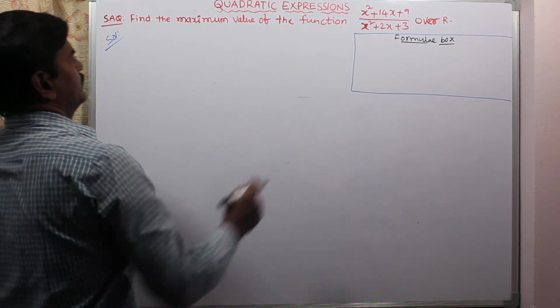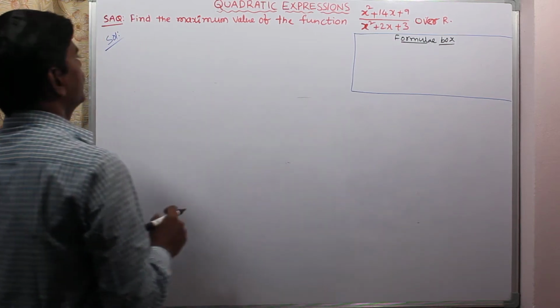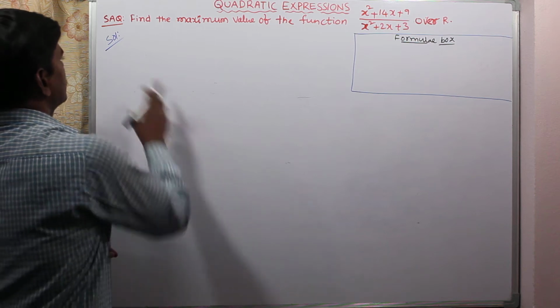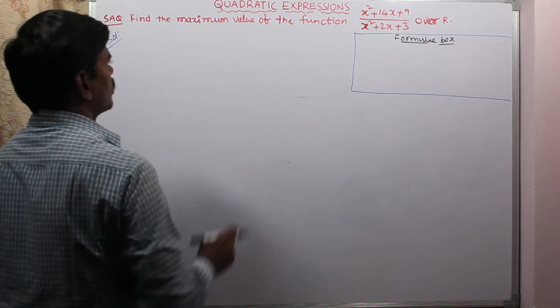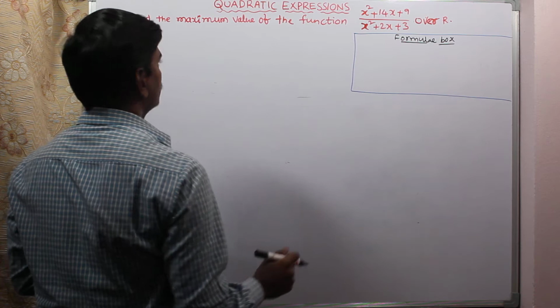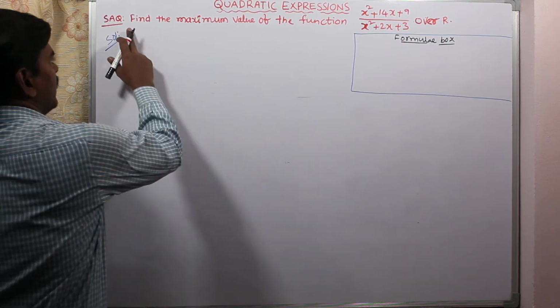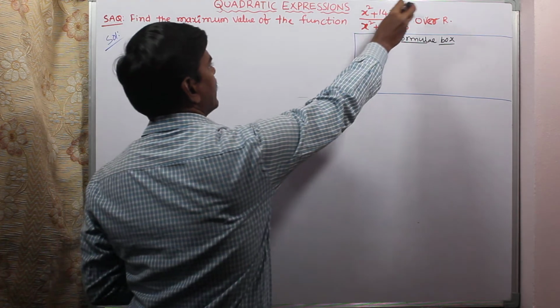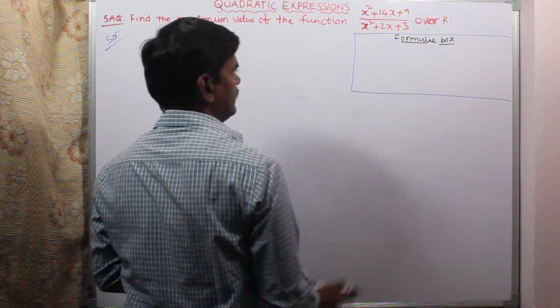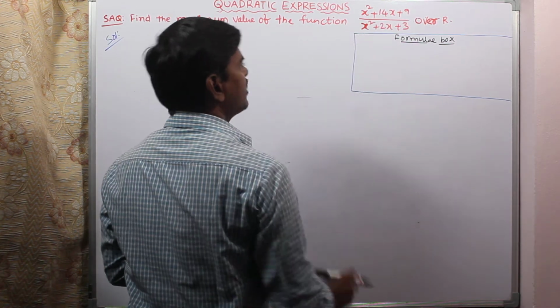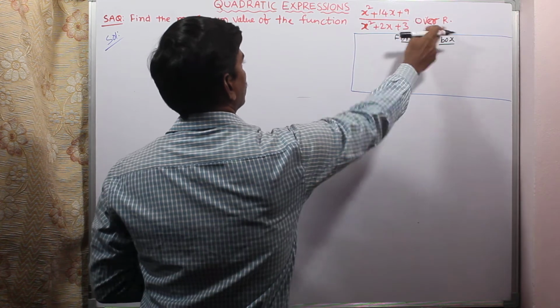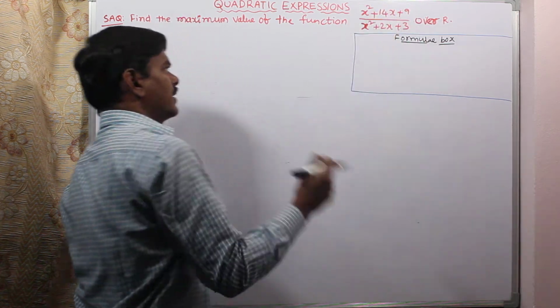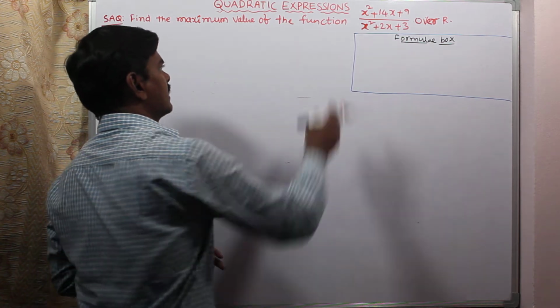Hello students, in this video we are going to learn one of the important short answer questions from the chapter quadratic expressions. Let us see the question. Find the maximum value of the function (x square plus 14x plus 9) divided by (x square plus 2x plus 3) over R. Over R means over the set of real numbers. Here x is a real number.